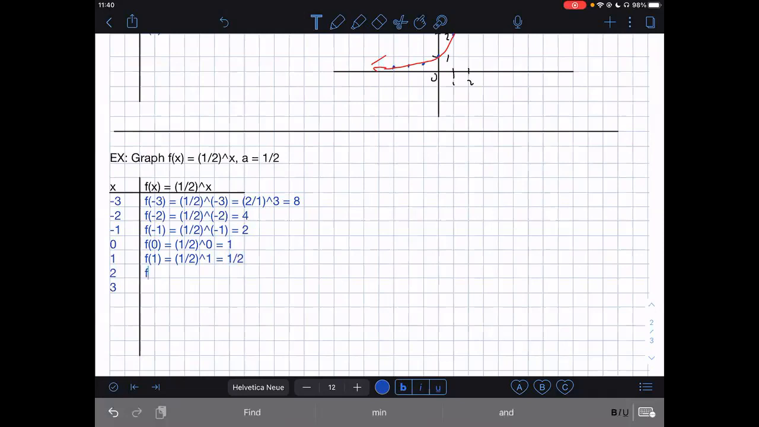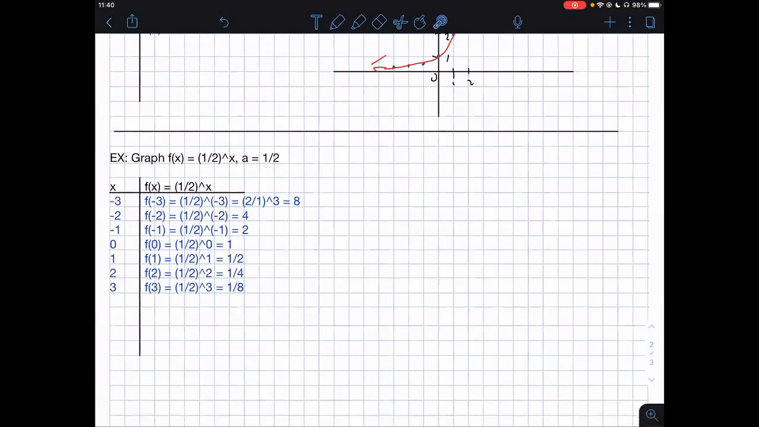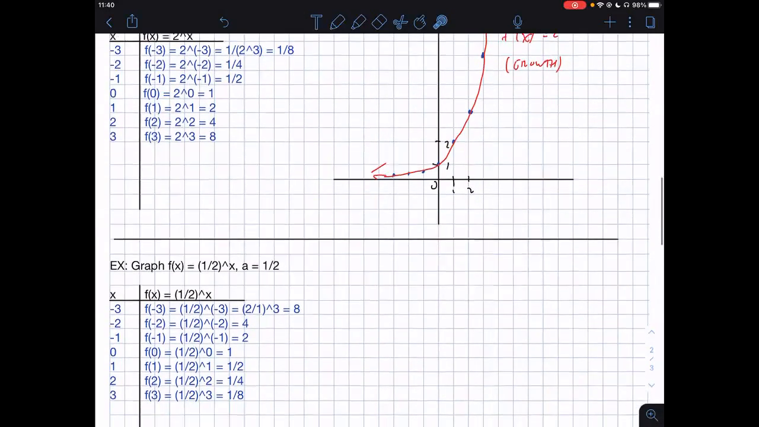f at 2, 1/2 squared gives us 1/4. And then lastly, f at 3: 1/2 raised to the third power, 1/2 times 1/2 times 1/2, gives us 1/8. So pretty much the opposite of what we saw here.